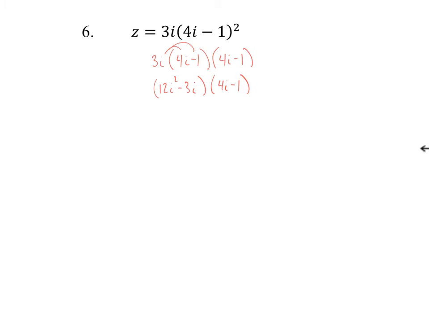Now I'm going to distribute again. 12i squared times 4i is 48i cubed. 12i squared times negative 1 is negative 12i squared. 3i times 4i is negative 12i squared, and negative 3i times negative 1 is positive 3i. I'm going to combine some like terms here. I got 2 negative 12i squareds. So that's going to become 48i cubed minus 24i squared plus 3i.